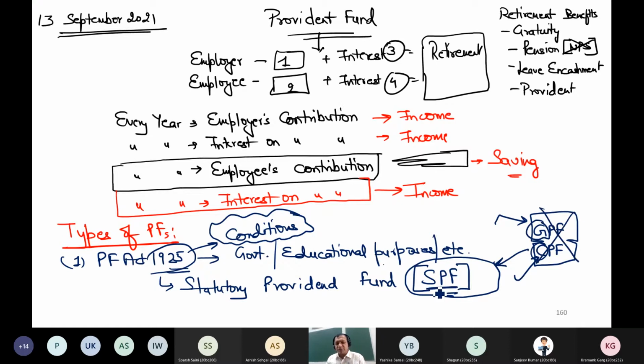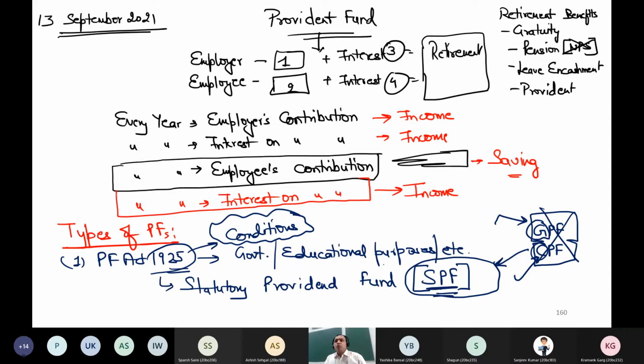You only remember SPF. It is the broad heading. Rather than writing every time that my employees are covered under Provident Fund 1925, I can simply write that they are covered under SPF, Statutory Provident Fund. First thing, I gave you simply for knowledge a point that most of the government employees are covered under this PF Act 1925.